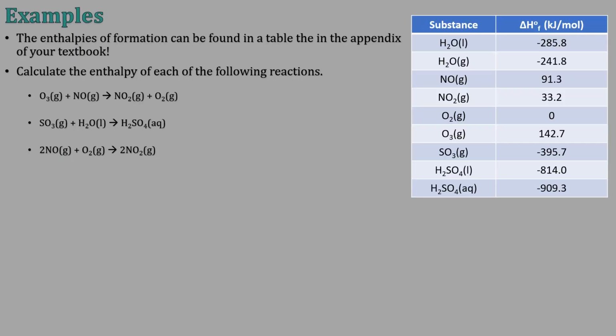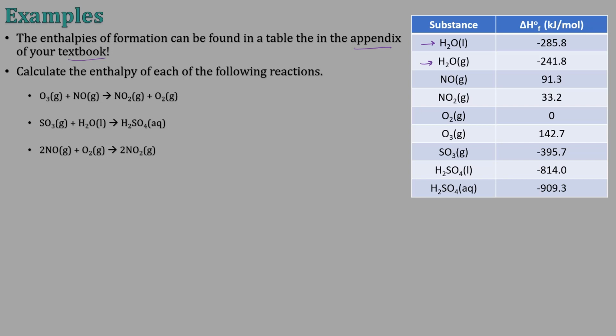All right, so there's 3 examples that I want to do, and if you have to do these on your own and you're not given the values of delta H, they can be found in the appendix of your textbook. There's a huge table. One thing that you have to be mindful of are the phases that things are in, because you might have multiples. Like we have liquid water and gas water, and they have 2 different values.